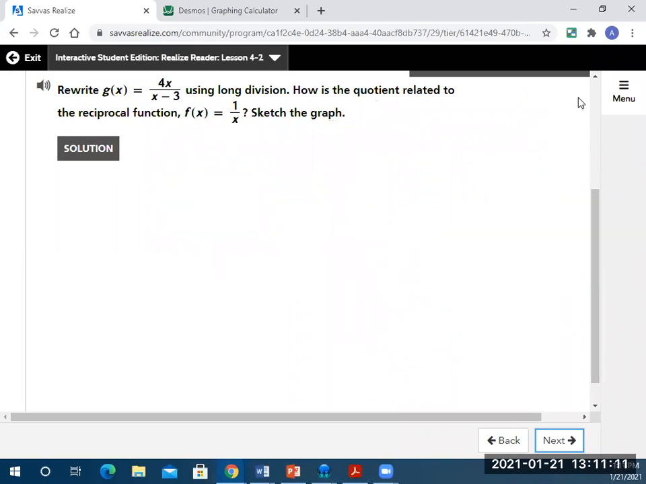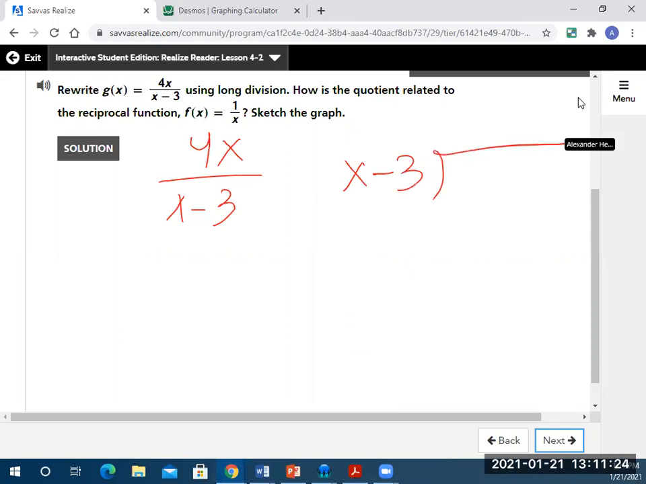So before I show you guys the solution, I want us to do it together so I can walk you through it. We have 4x being divided by x minus 3. We're going to set it up in long division: 4x is being divided by x minus 3.